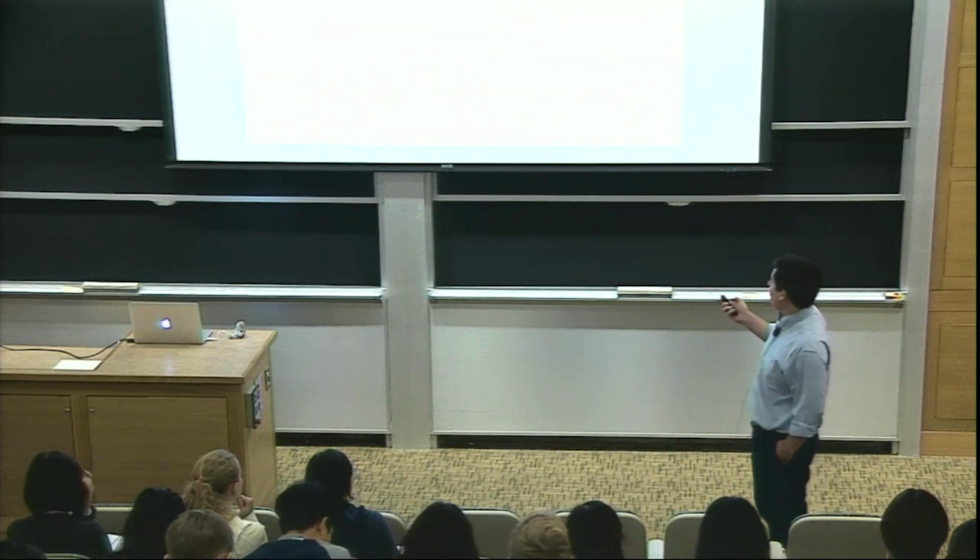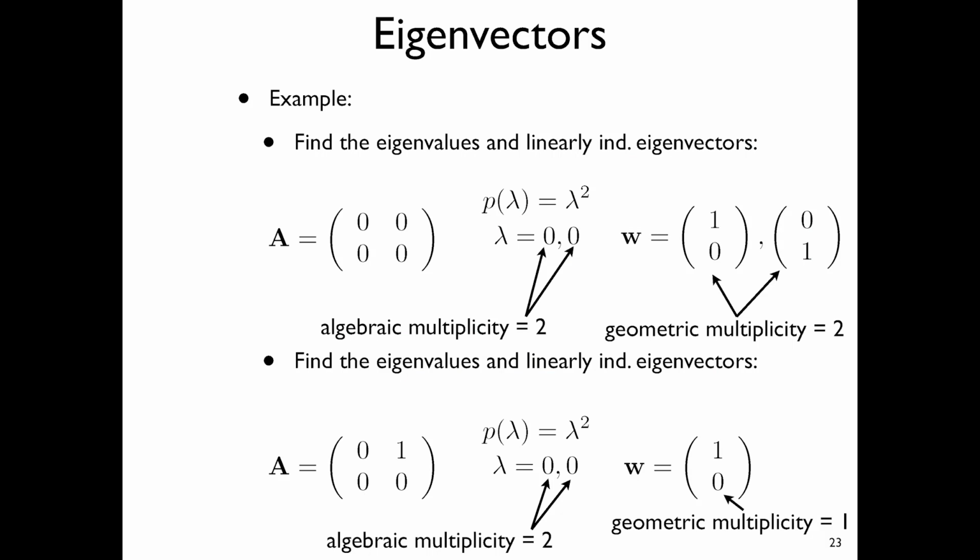Oh my goodness, I went so fast. We'll just do it this way. Okay, algebraic multiplicity 2, geometric multiplicity 2. I can pick 2 vectors. They can be any 2 I want, in principle, right? It has geometric multiplicity 2.